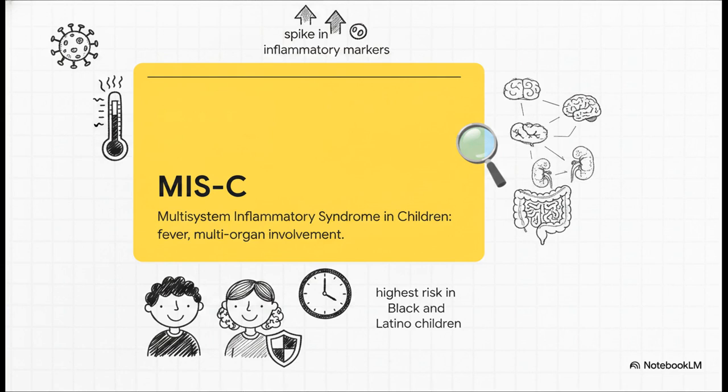And hey, we can't talk about clinical presentations without highlighting an absolutely critical pediatric syndrome, MIS-C. You've got to remember multisystem inflammatory syndrome in children as a severe complication. It presents with persistent fever, multi-organ involvement, and a massive spike in inflammatory markers. And keep in mind the specific demographic vulnerabilities that board exams love to highlight. It carries the highest risk in Black and Latino children, specifically between the ages of 3 and 12.